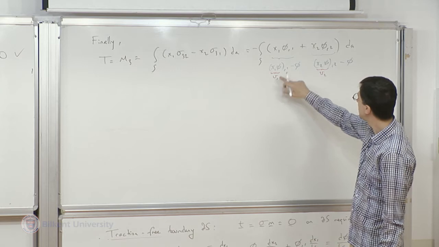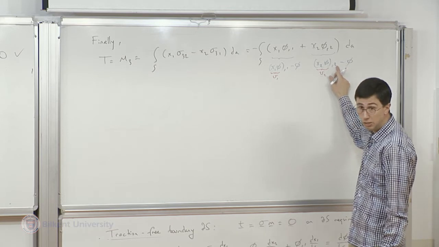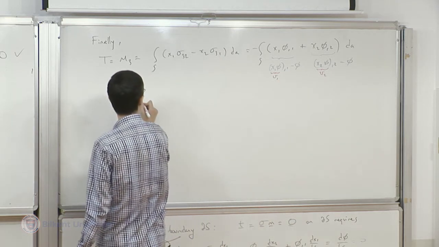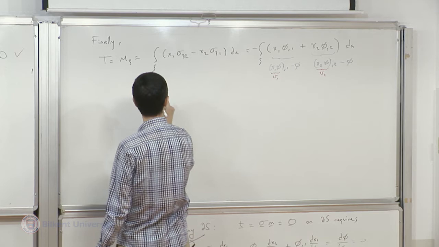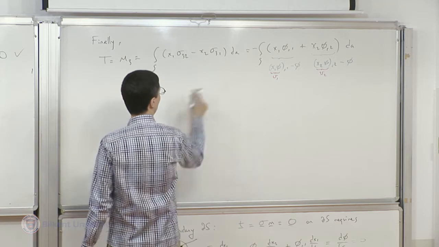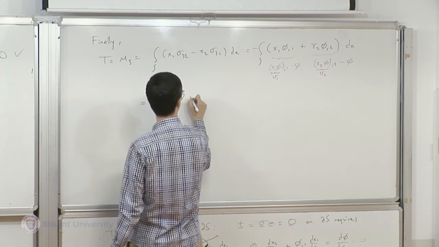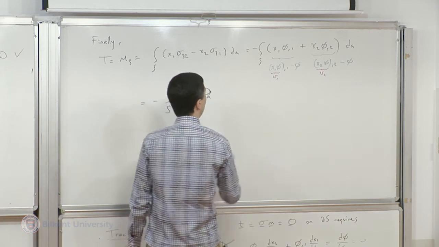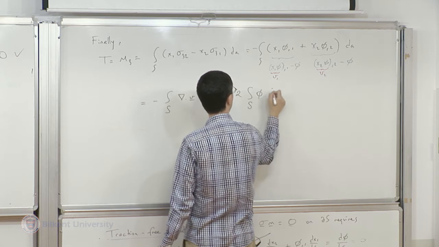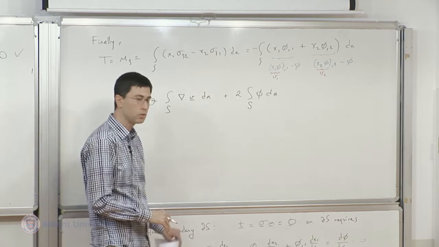And now, the reason I do that is because now I clearly see this is v1 comma 1, and this is v2 comma 2. So that's the divergence of the vector that lives in the x1, x2 plane. So therefore, this whole thing is equal to minus integral over s divergence of v dA, and then another minus, and I have two of them, plus 2 integral over s phi dA. Phi is only 0 on the boundary. Inside, of course, it's not 0.